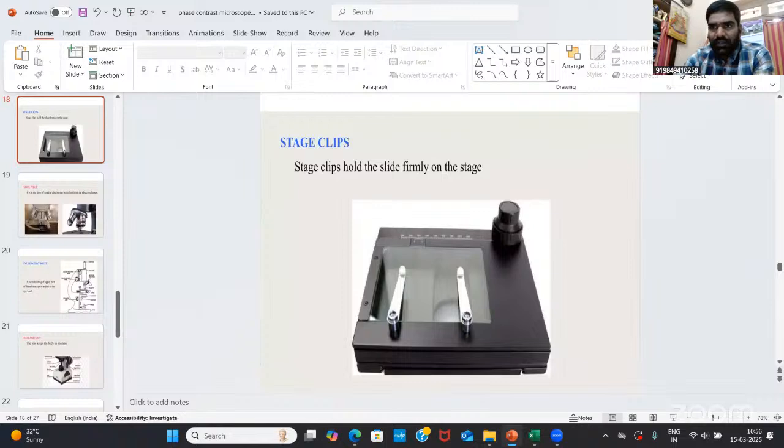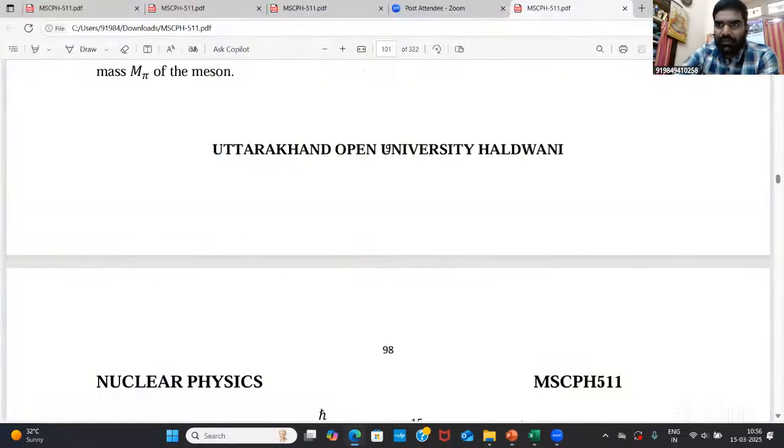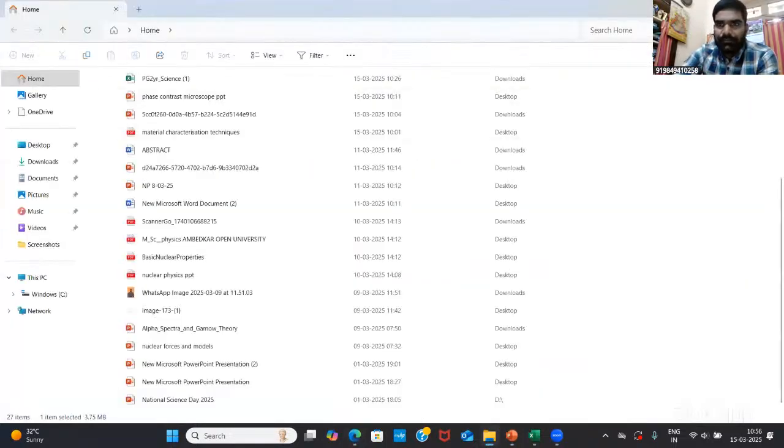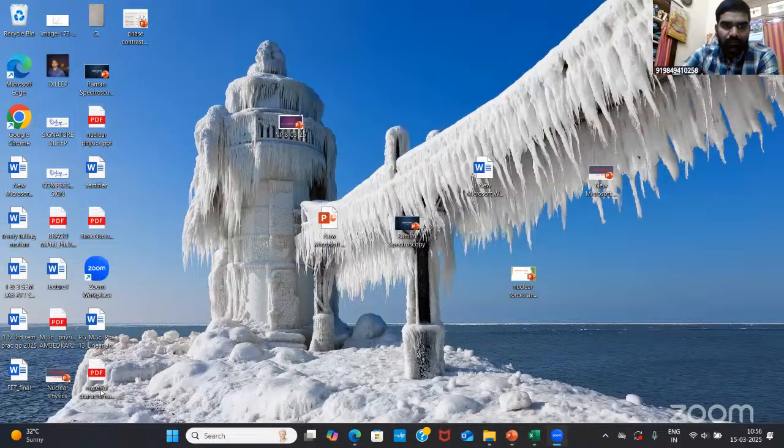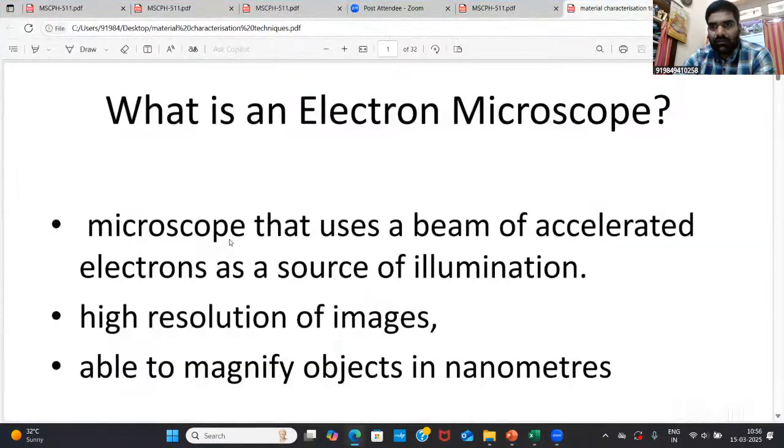Next, we will go for the electron microscope and scanning electron microscope. Let us see. So, what is an electron microscope actually?